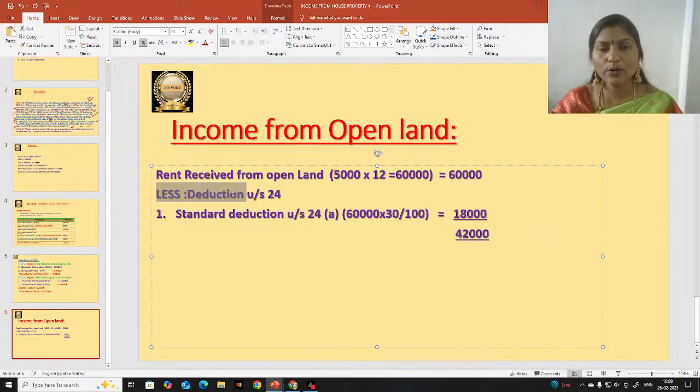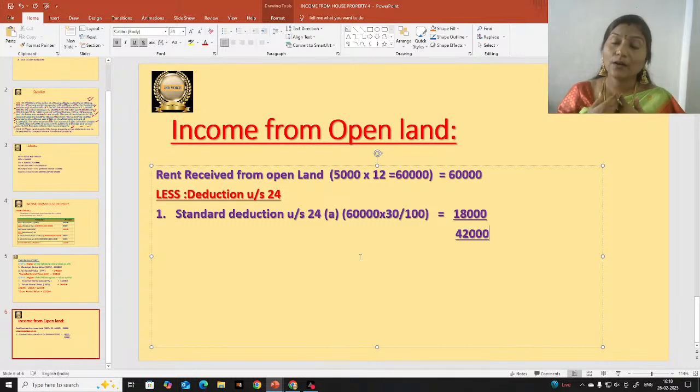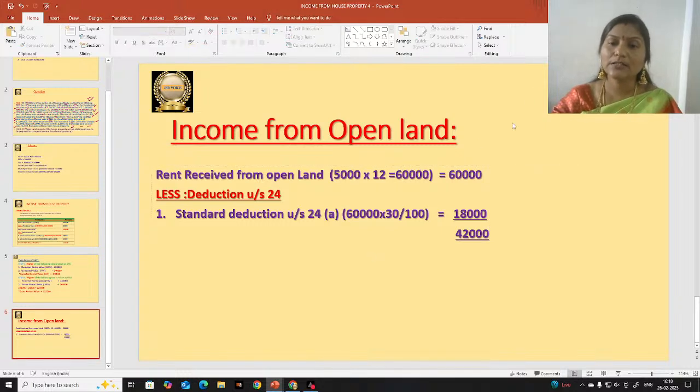Okay, in this way we are going to calculate in case any open land details are given. Only the standard deduction will be given in case open land is given. We should see what the rent is that he is receiving from the open land. We should concentrate on that point. He is receiving 5,000 rent for 1 month, so we should take it for 12 months. And for 12 months, how much is he getting? 60,000. And don't give any other deductions in case of this open land.